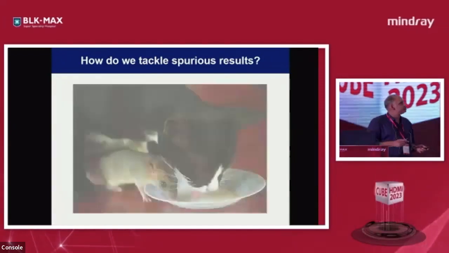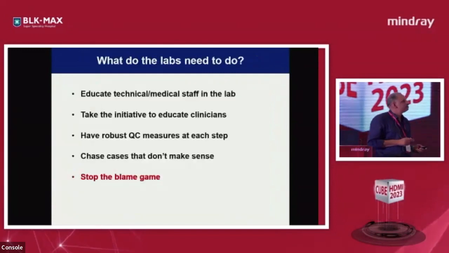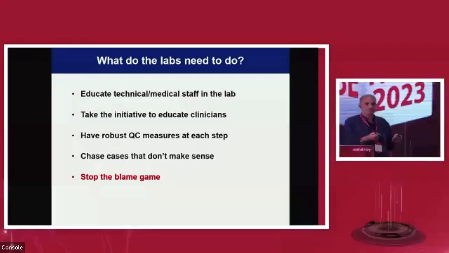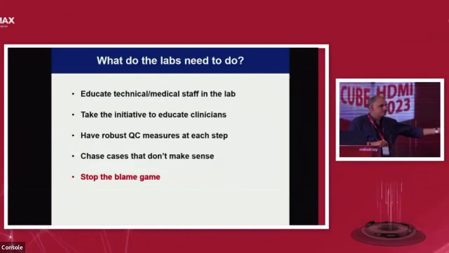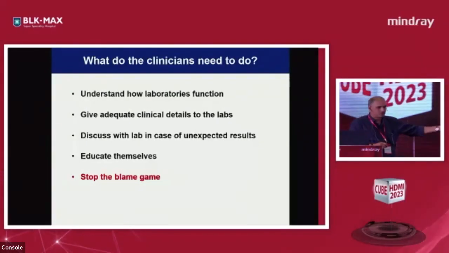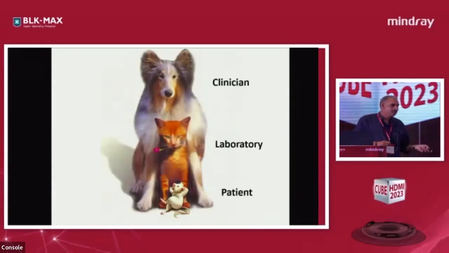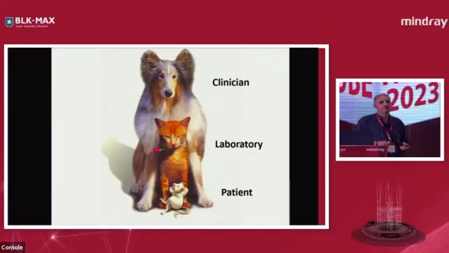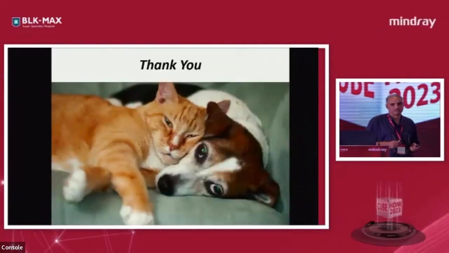How do we tackle spurious results? Together. The clinician and the lab need to work together. We must educate the clinician. They are busy people. They will not read this chapter alone. Okay. Stop the blame game. For the clinicians also, stop the blame game. And like I said, we are doing this for this little guy, and we need to work together to sort the problems out and get a correct diagnosis on our patient. Thank you so much.